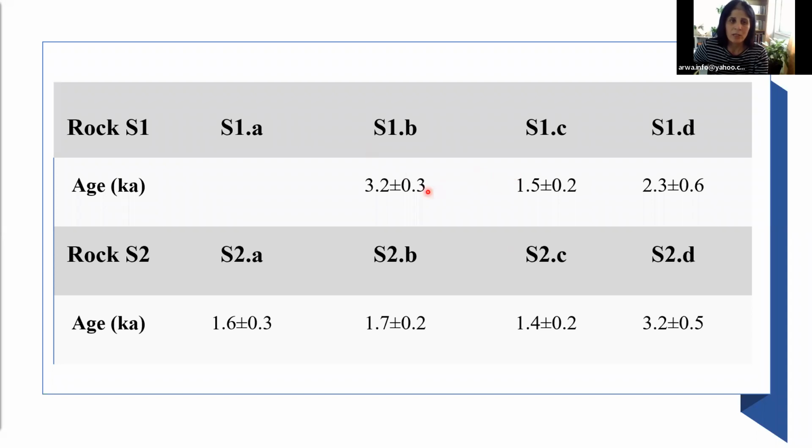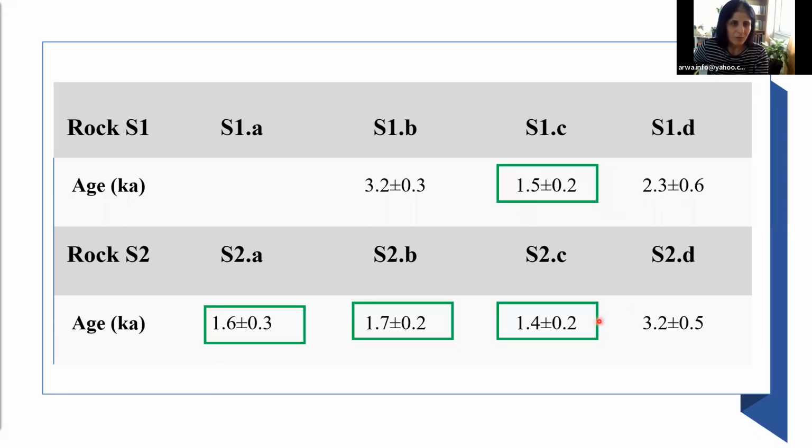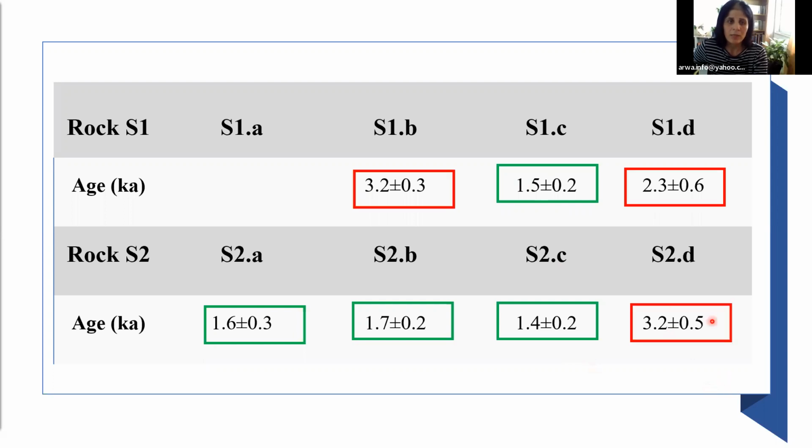So we calculated the age for the layers that are considered really bleached for each core by itself. The first core, for example, in rock one, did not give an appropriate age because the ratio was above 3%, but the other three cores gave a good calculation for the burial ages. However, if you notice, some of these cores were young. The average is 1.7 kilo years, or 1,700 years, plus or minus 300 years. And another core gave an average age of 3,000 years. That's a big difference between the two averages.